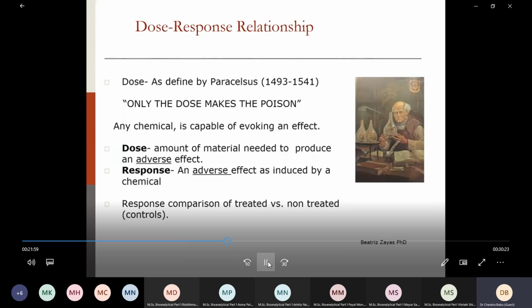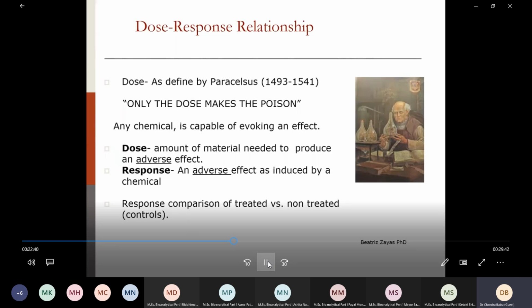But in terms of definition, dose is the amount of the material needed to produce an adverse effect. And response is that adverse effect that we are seeing associated to that substance. That would be in toxicology, because in pharmacology, dose is the amount needed to produce a good effect, a therapeutic effect, and response is the beneficial effect. Of course, that would be in general, because if we were talking about chemotherapy, the response would also be an adverse effect, killing malignant cells.